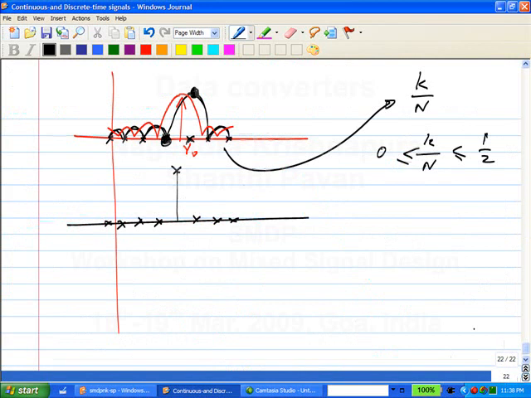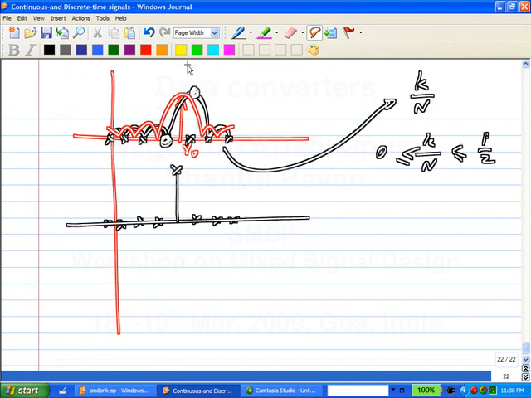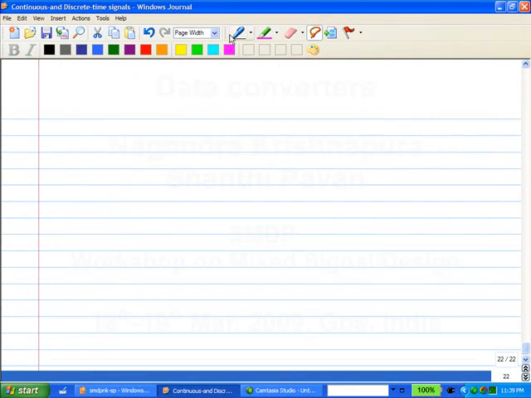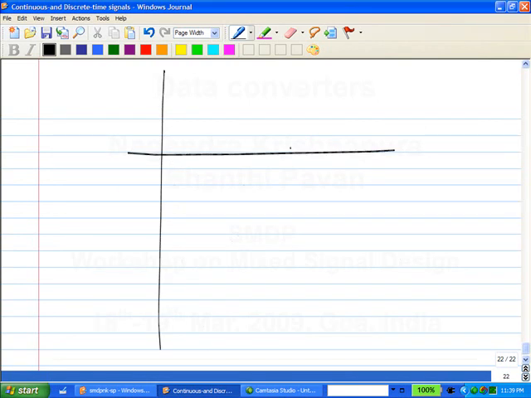So for instance, let me redraw this stuff. Let me take two cases. So I will be calculating only at these points. Okay. So let's say this is 1 by 8, 2 by 8, 3 by 8, 4 by 8. I have only 8 points, let's say. Okay.